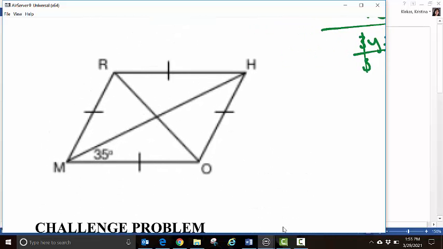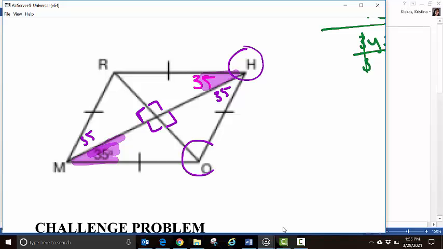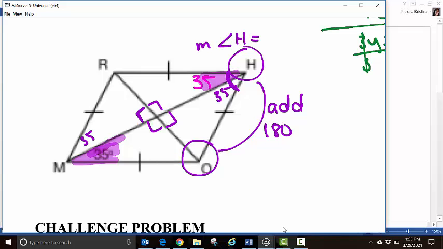So this next one, let's see. If this is 35, from what we knew last time before, this was 35. But because this is a rhombus, I also know that this is 35 and this is 35. I also know that these corners are 90, so 90, 90, 90, 90. And I know that this corner plus this corner has to add to 180. So together, 35 plus 35, corner H is 70.